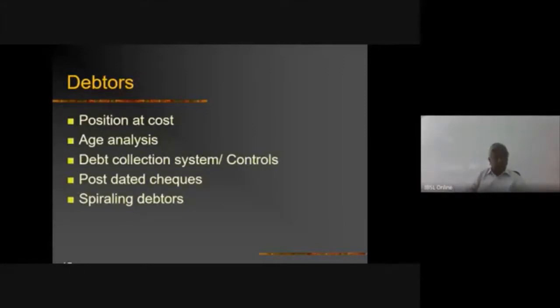What are the controls? Whether they are getting postdated checks, whether the debtors are spiraling, increasing. So what will happen if the debtors are increasing? Yes, a liquidity problem will come. The money will be tied up with the debtors. If they are increasing the sale, they must bring additional working capital, because when they are increasing the sale, more money will be tied up with the debtors. They will take time to pay.